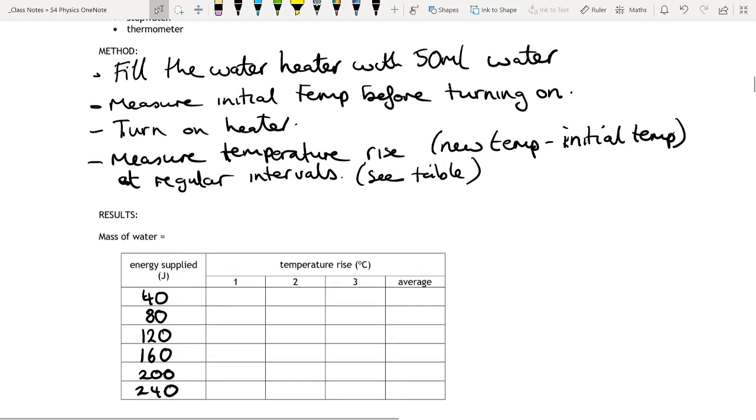So when it gets to 40 joules, you measure the temperature rise. When it gets to 80 joules, 120, 160, 200, and 240. Now it's important that you measure the temperature rise rather than the actual temperature, because that's what we're looking at. So I'll let you write that down, and then I'll go through how to use the equipment.